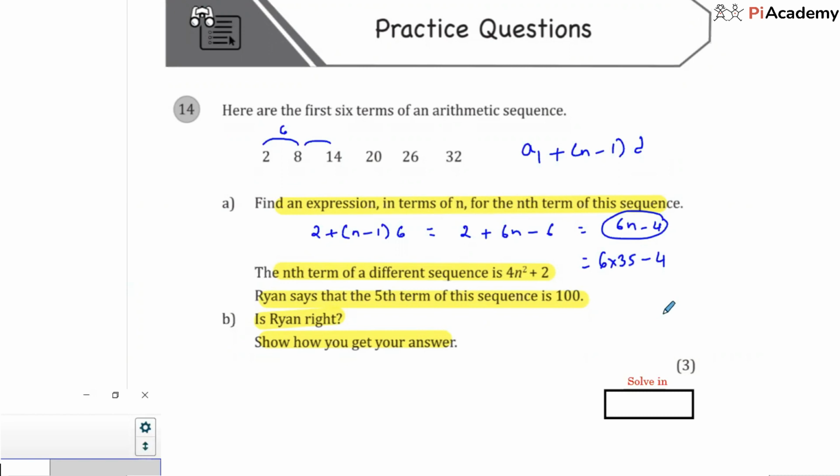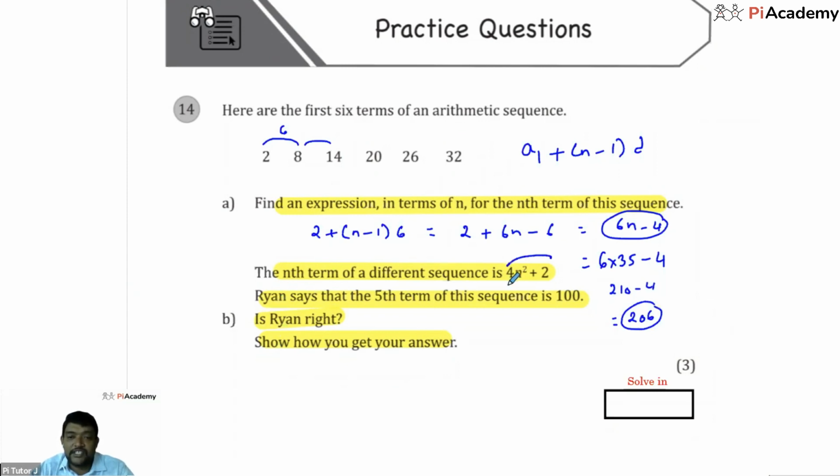210. 6 times 35 is how much, Adya? 210 minus 4 is 206. Sorry, yeah, 206, right? Yeah, good. Now, Ryan says the nth term of a different sequence is 4n squared plus 2.